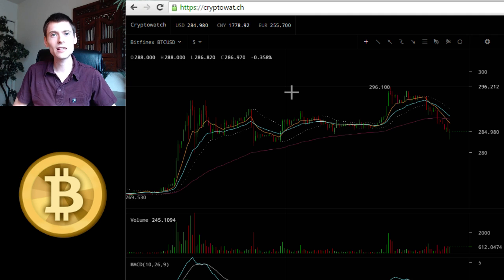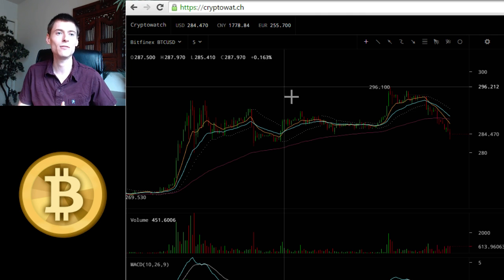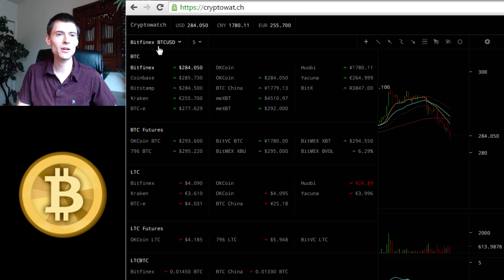I like the website because it has a variety of different exchanges and it presents the data in a very clean and easy to read format. So here's my exchange picker here. I can go Bitfinex, Coinbase, Bitstamp, Kraken, BTCE, and a whole slew of others. It even has futures and altcoins as well.